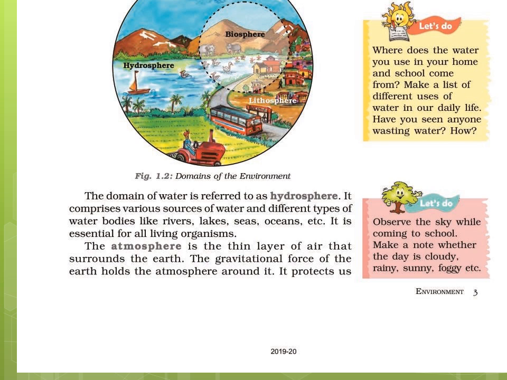Now we understand lithosphere. Next, we come to hydrosphere. What is hydrosphere? The water part is called hydrosphere. The domain of water is known as hydrosphere. It comprises various sources of water and different types of water bodies. Examples: rivers, lakes, seas, and oceans, etc. All these are called hydrosphere.